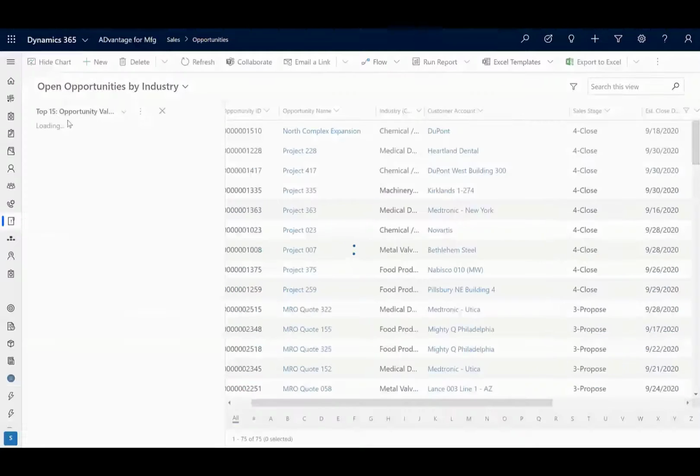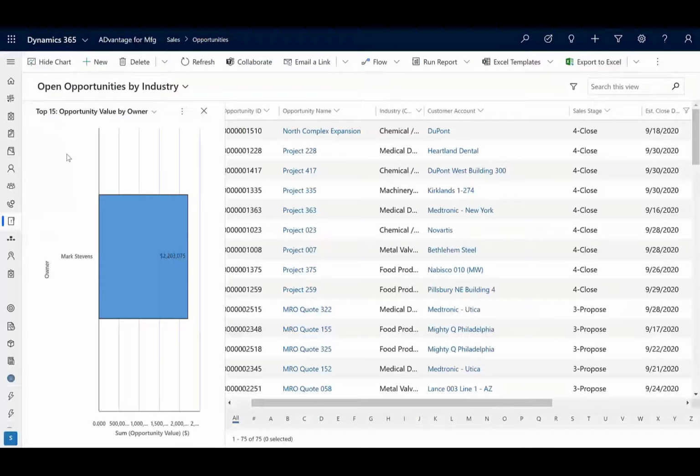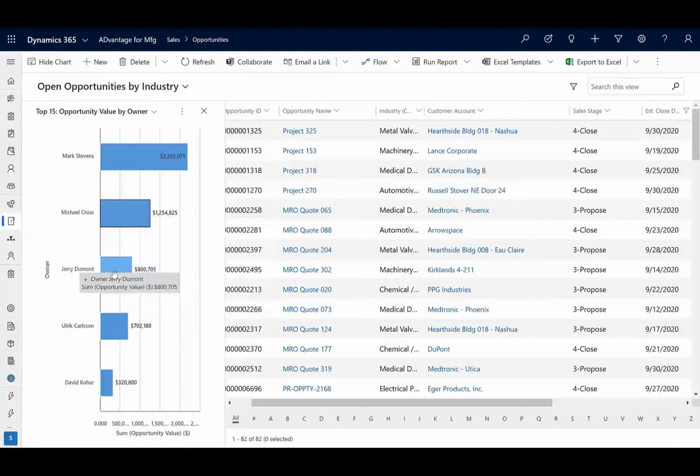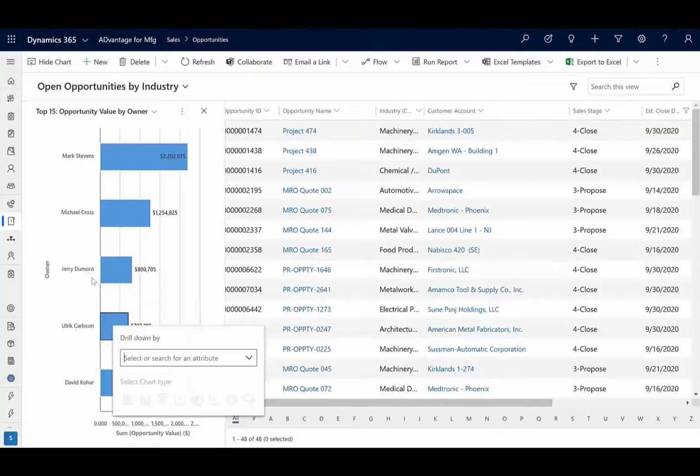Similarly, I can come back and look at not just Mark's business. After going through his, I can now go down through Michael's and Jerry's and Ulrich's and look at their top opportunities for this quarter and collaborate on what we need to do as the next step in order to go win that business.